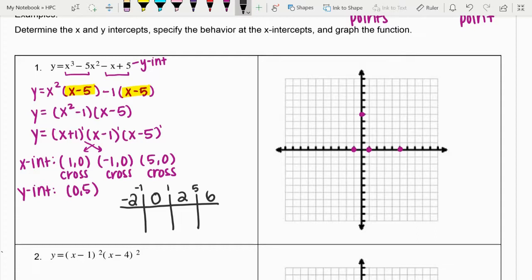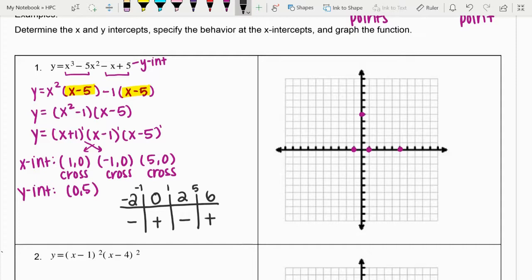So if I put negative 2 and store that in for x, we get negative 21. So I get a negative number. If I substitute 0 in, then I'm going to end up with positive 5. So that's a positive number. If I substitute positive 2 into that original equation, I get negative 9. So that's a negative number. And then if I substitute 6 in for x, I will end up with positive 35. So again, a positive number. Okay, so that's going to help us determine which direction our graph is going.